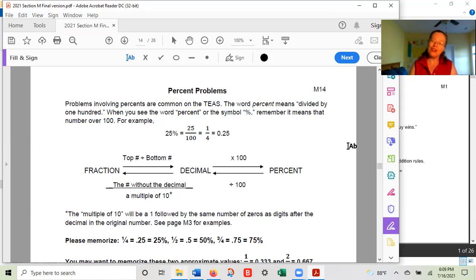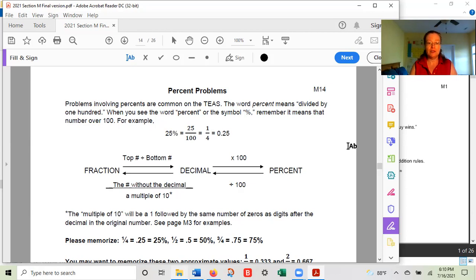If I want to go in reverse, well, then I want to make my number smaller. I'm going to divide by 100 or move my decimal to the left 2 places because there's 2 zeros in 100. Then if I want to go from a decimal to a fraction, I write the number without the decimal, and then I put it over a multiple of 10. Now, by a multiple of 10, it depends on how many numbers were after the decimal in the original number. It's going to be on the bottom, a 1 with the same number of zeros as the digits that were behind the decimal in the original number.